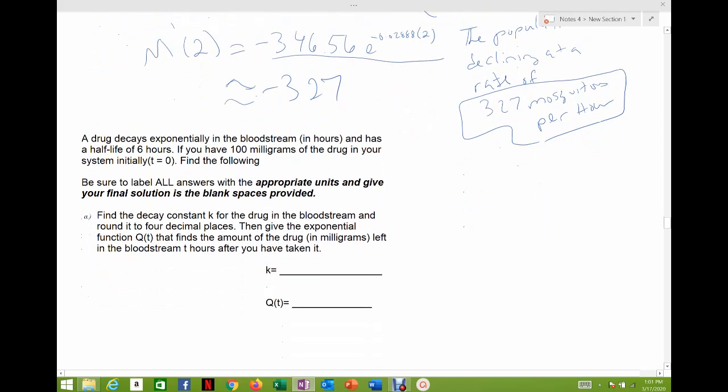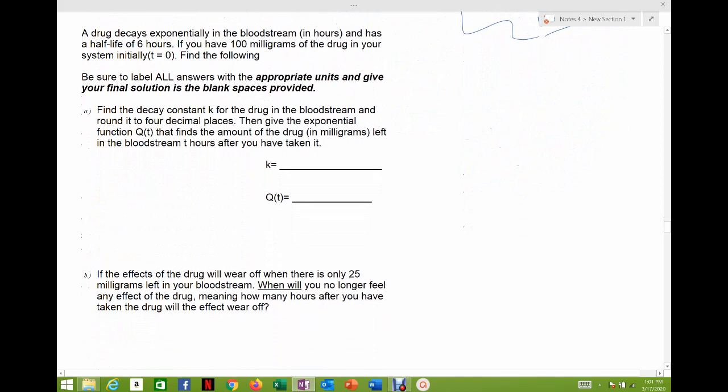Alright, the last one for this particular set of notes. It's another decay example. A drug decays exponentially in the bloodstream and has a half-life of 6 hours. You start off with 100 milligrams of the drug at time 0. Find the following. This is a lot of times how we'll ask the question. Make sure you label with appropriate units. Give your final solutions in the spaces provided. On tests, homework, quizzes, whatever, always provide units and give your answers in the spaces provided.